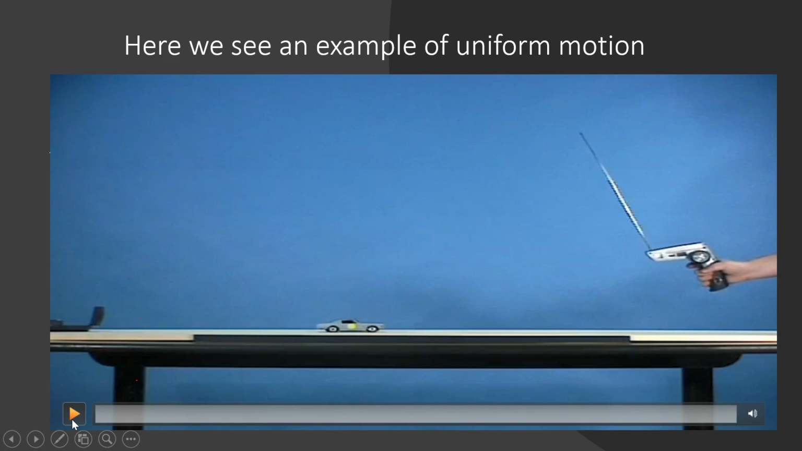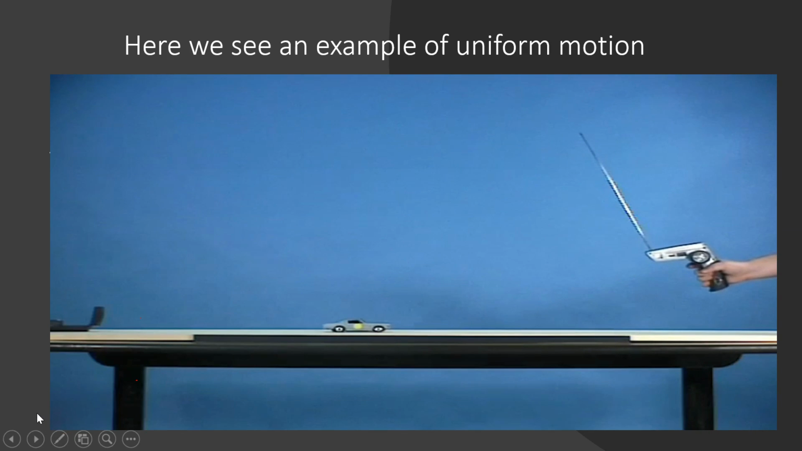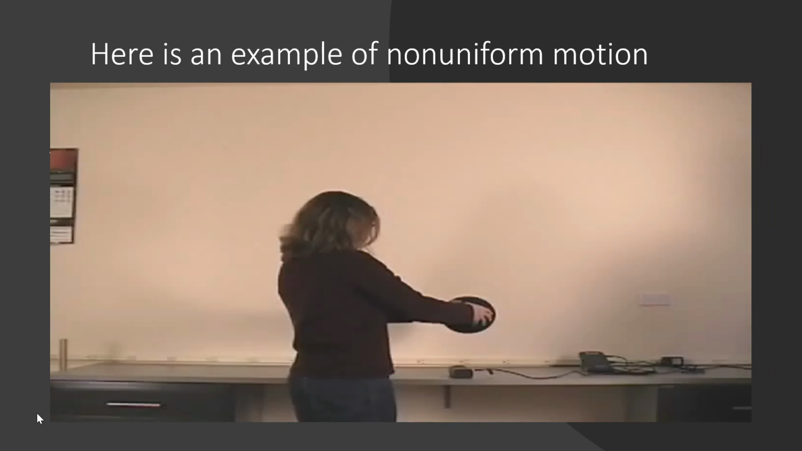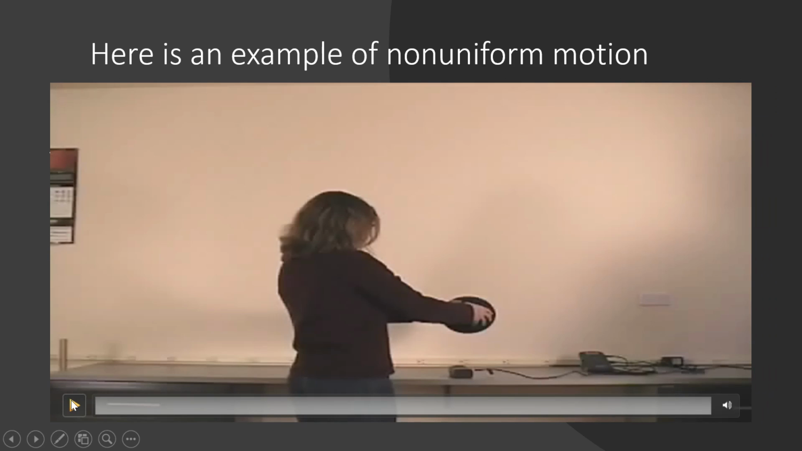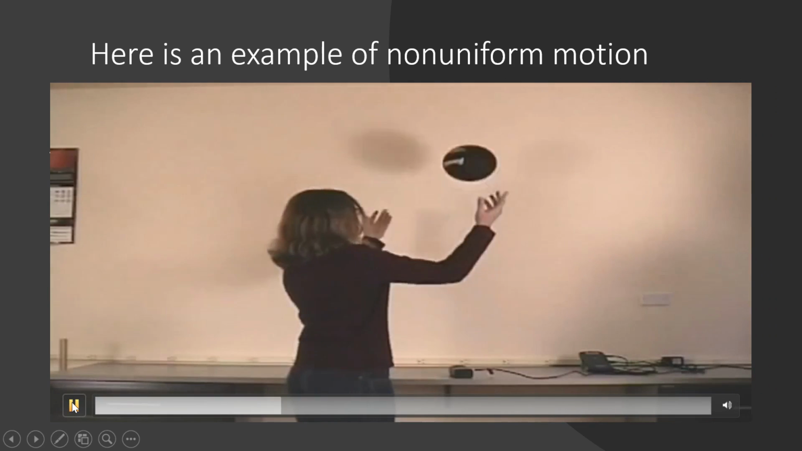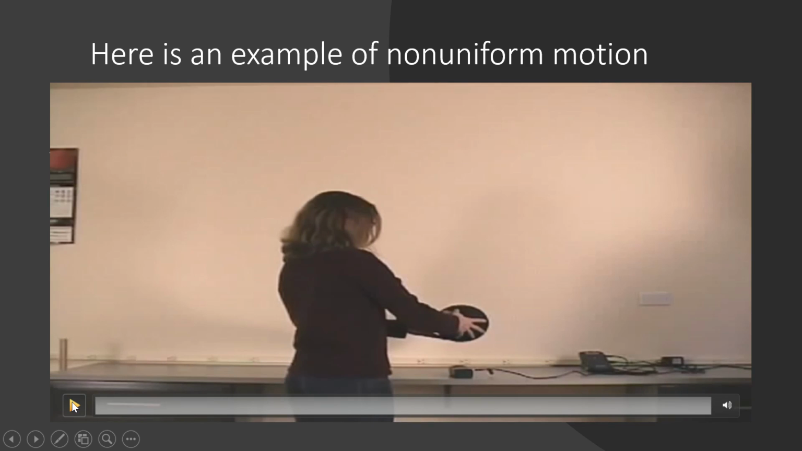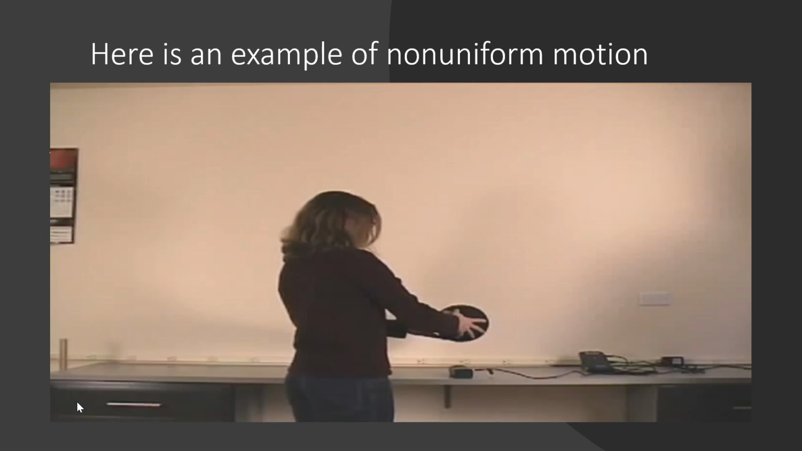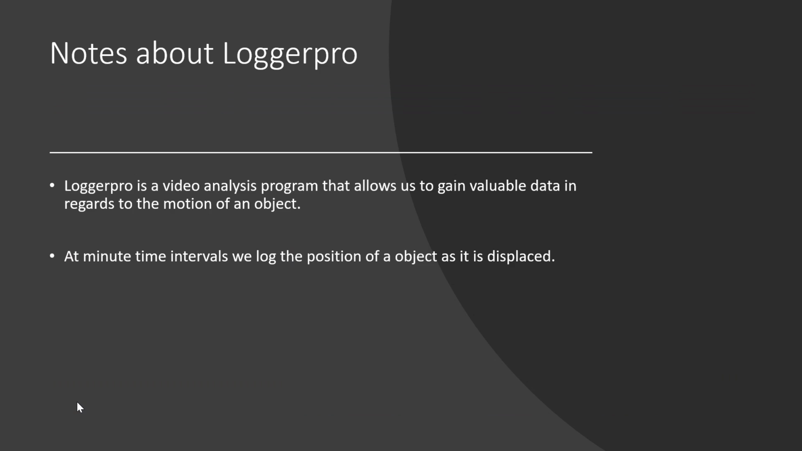All right, one more time. And once more. Okay, and remember this was a uniform motion. And here's the example of non-uniform motion, which is just a girl tossing a ball up in the air. All right, and once more. And a third time.